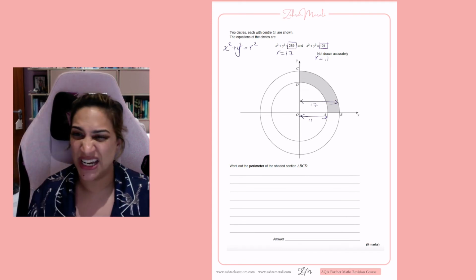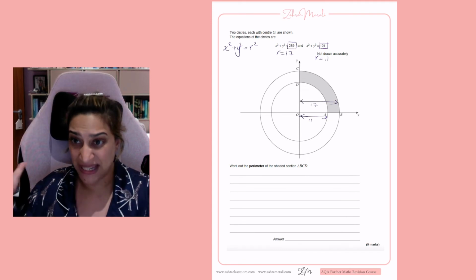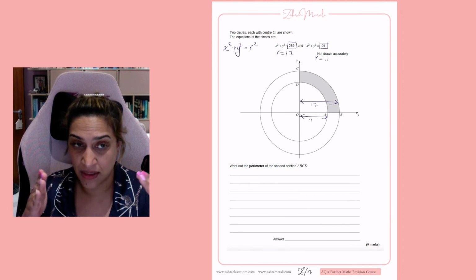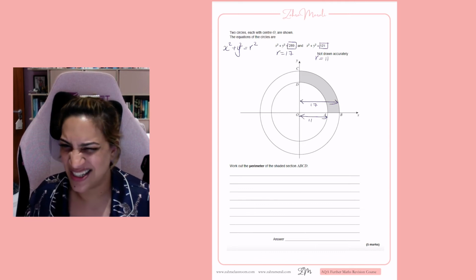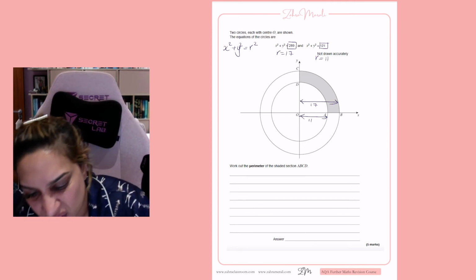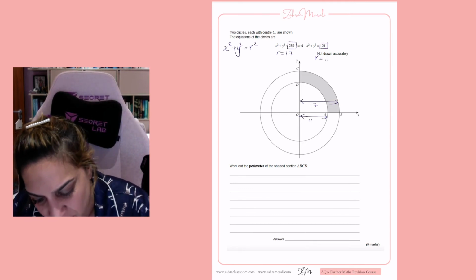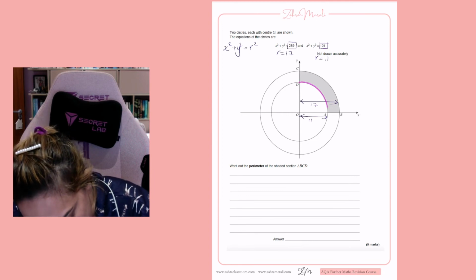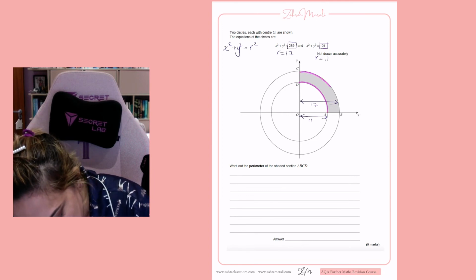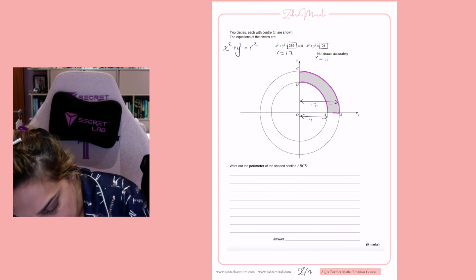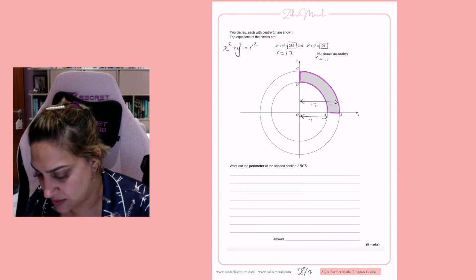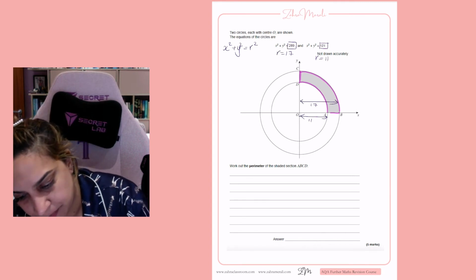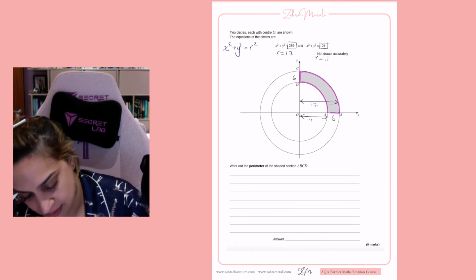Now the bit that's shaded is the big circle minus the small circle, okay? But in terms of perimeter, we're not looking for the area, we're looking for the perimeter. So we're looking for this bit, and then these two bits. So the easy bits are the two bits that we can find. So this is 6, and this is 6.